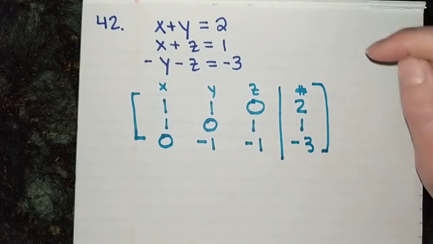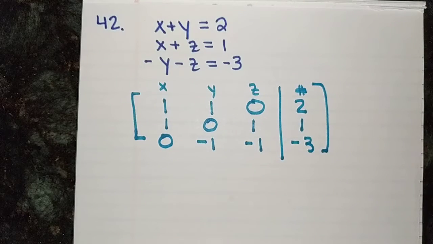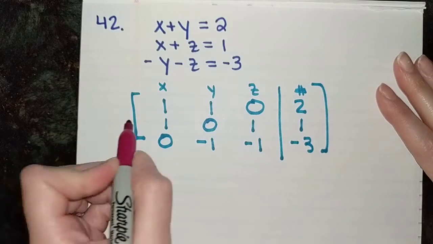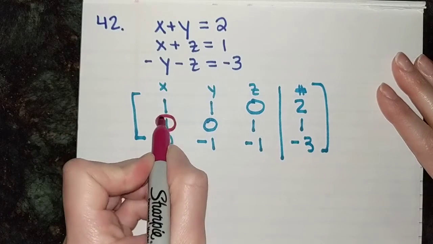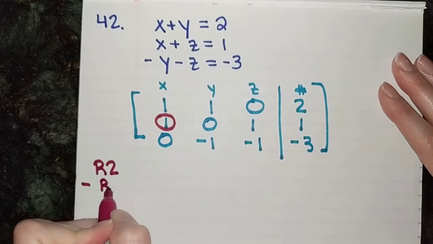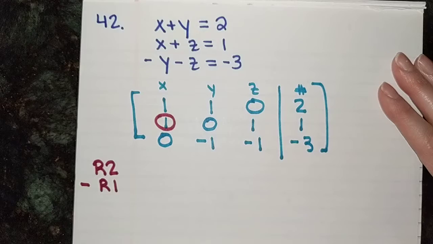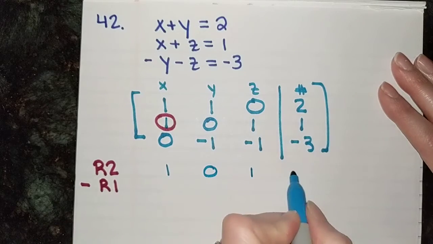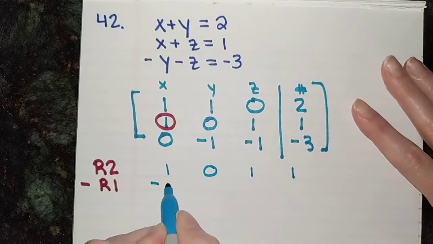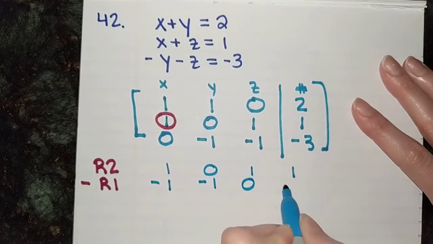Okay, now what we could do is go through systematically and get our leading 1 and then the zeros above and below it. So we'll do that very quickly here. We'll start with row 1, which has the leading 1. Then row 2, you need a 0 there. So you're going to take row 2 minus row 1. So that's going to give you 1, 0, 1, 1, and then subtract row 1, which is going to be -1, -1, 0, -2.